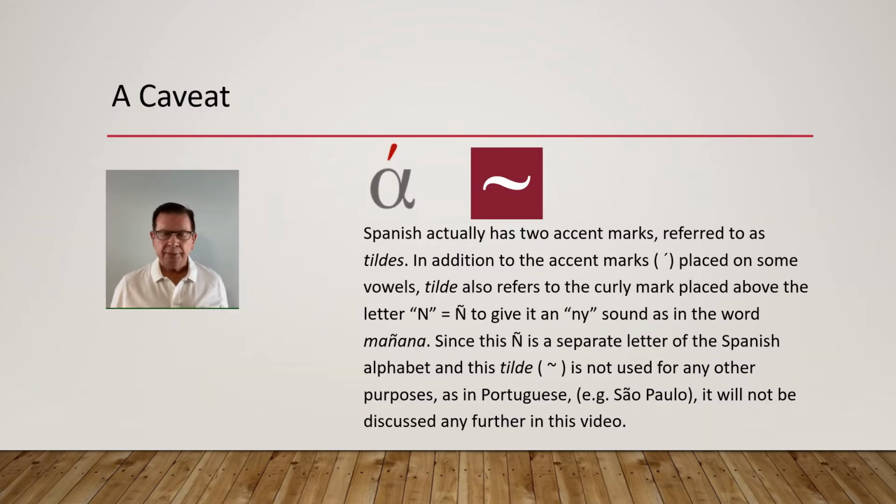A caveat. Spanish actually has two accent marks, referred to as tildes. In addition to the accent marks placed on some vowels, tilde also refers to the curly mark placed above the letter N to give it an ñ sound, as in the word mañana. Since this ñ is a separate letter of the Spanish alphabet, and this tilde is not used for any other purposes as it is in Portuguese, for example, São Paulo, it will not be discussed any further in this video.